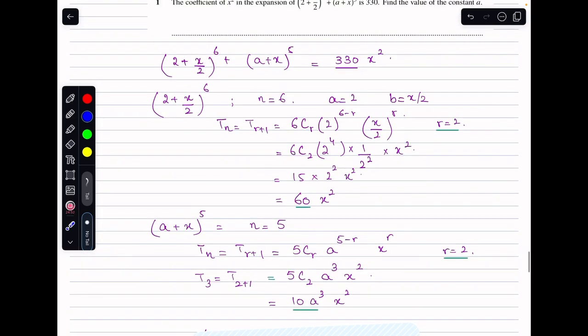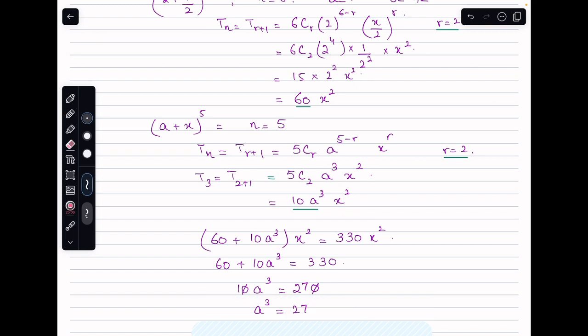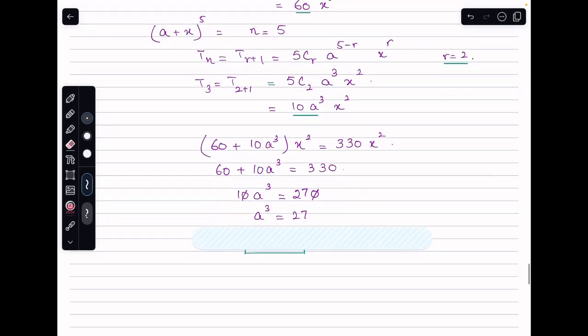So I should now add both the terms and equate it to 330x squared. So adding both the terms, it should be 60 plus 10a cubed x squared, which equals 330x squared. And solving it further, 330 minus 60 gives me 270. So 10a cubed is equal to 270. That gives me a cubed, which equals 27. Or finally, I can say that a is equal to 3 here.